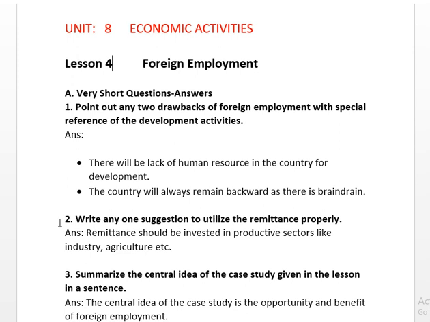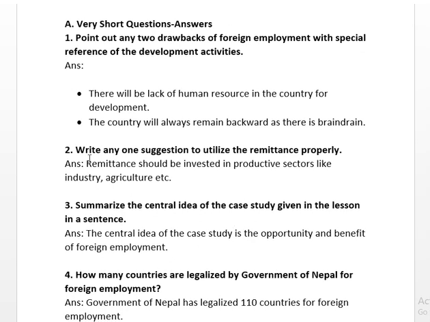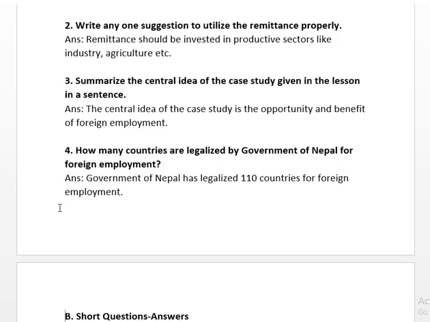Write any one suggestion to utilize the remittance properly. So students, remittance means the money earned abroad and brought in Nepal. So remittance should be invested in productive sectors like industry and agriculture.